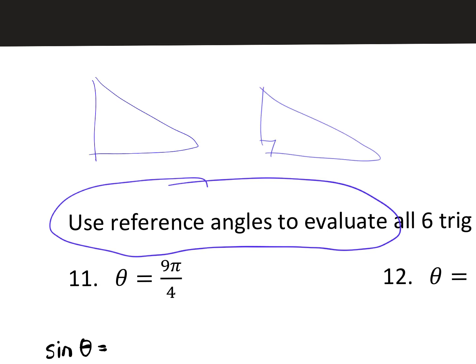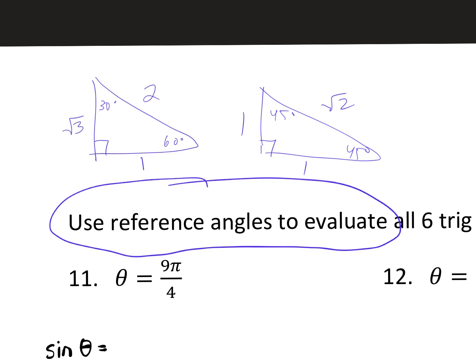So let's remember what the pattern is of our special rights: 30, 60, and 45, 45. What are the legs of a 45, 45, 90? What's the pattern? 1, 1. And what's the hypotenuse? Square root of 2. What is the side across from 30 in a 30, 60, 90? Side across from 30 is 1. What's the hypotenuse? 2. And what is the side across from 60? Square root of 3.